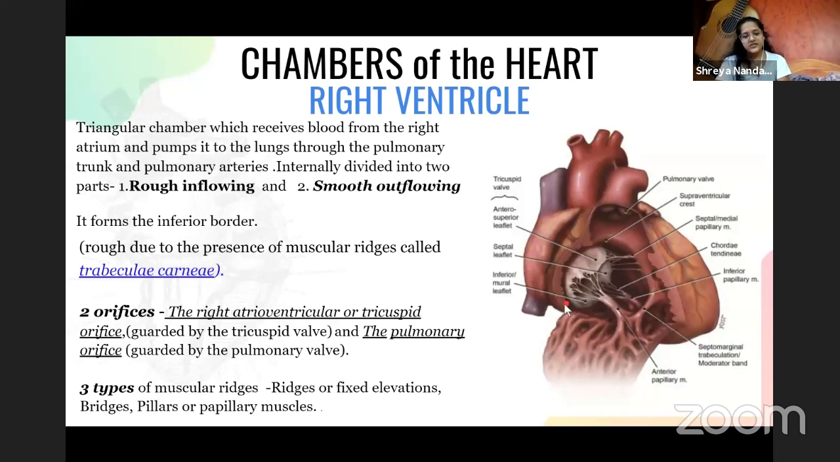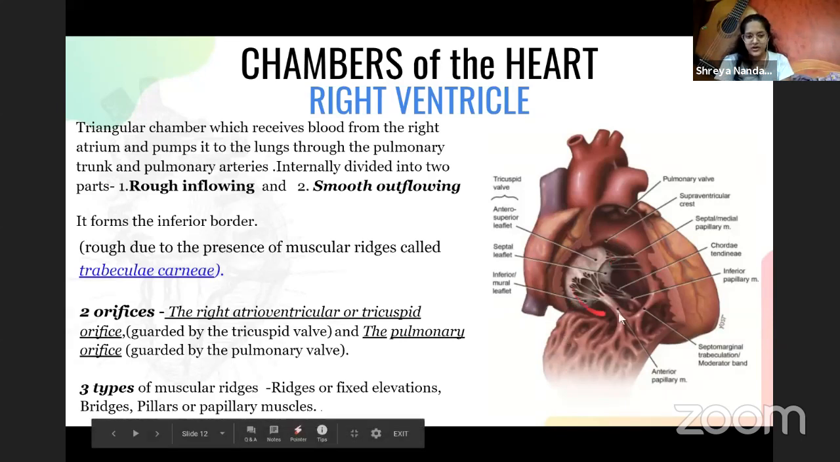So next we have the right ventricle, which is situated right below the right atrium. It's a triangular chamber which receives blood from the right atrium and pumps it to the lungs through the pulmonary trunk and the pulmonary arteries. And therefore we can say that the right side of the heart is responsible for the oxygenation of the blood, that is the pulmonary circulation. Internally it's divided into 2 parts, that is the rough inflowing part and the smooth outflowing part.